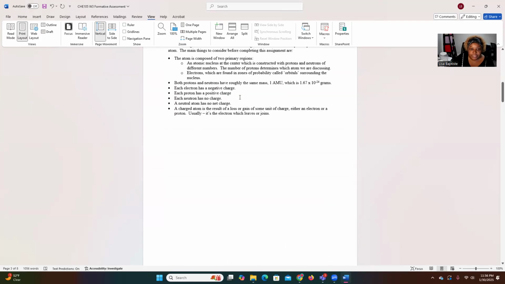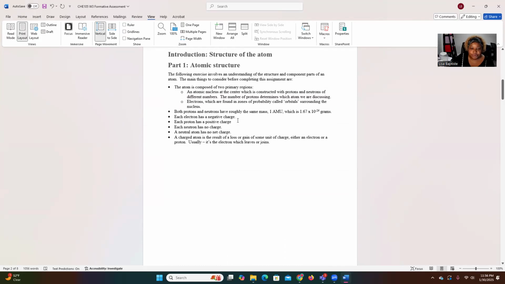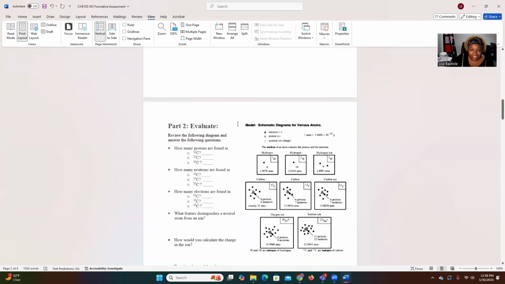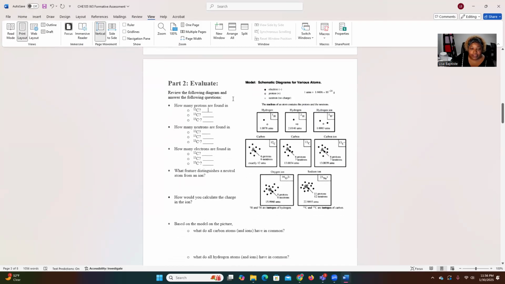So what you're going to do is, this first part tells you a little bit of background information about atomic structure. So make sure you read through that. And then you get to the part where you're actually evaluating. This first part, you don't need the simulation for, you just need to answer the questions. And so they're asking about protons, neutrons, and electrons.